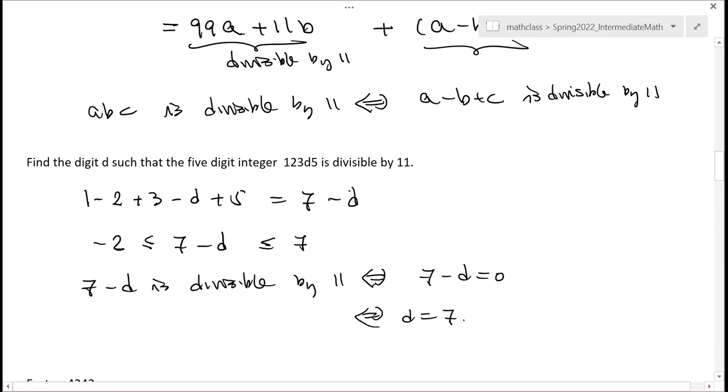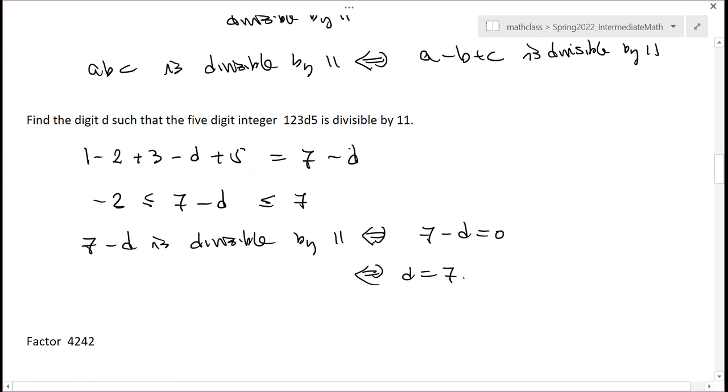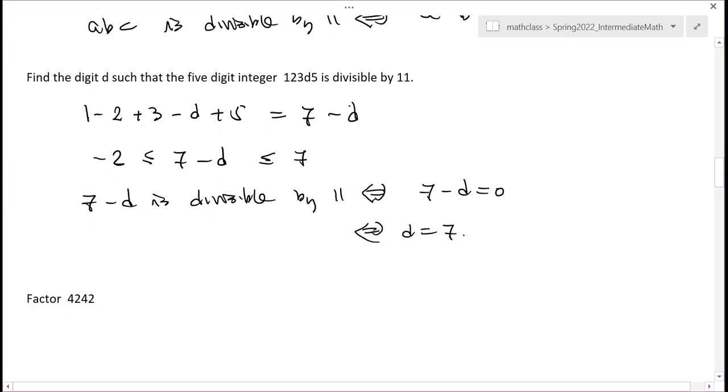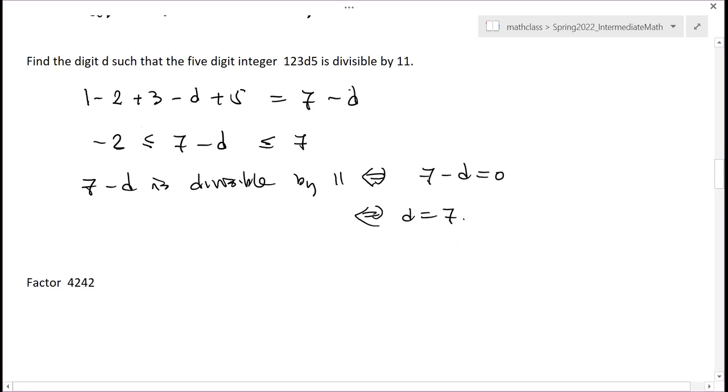Okay, so sometimes you have several solutions, sometimes only a unique solution, sometimes no solution. All right, so the next one is about prime factorization. We're trying to factor 4,242. All right, and can you do that?